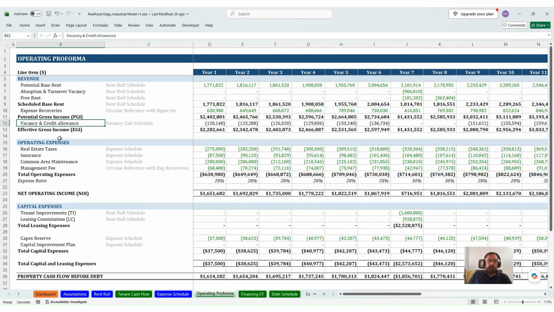Then the vacancy and credit loss allowance is required to be calculated. Special care is taken in this specific section so that we do not double count the vacancy loss for the property. So you'll notice that there is no vacancy loss for the years where there is absorption and turnover vacancy and free rent from the property. Economic vacancy is above the market vacancy in these two years. Therefore, there is no vacancy loss seen here.